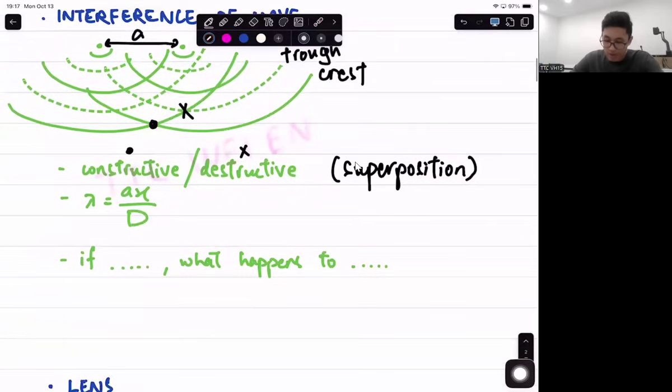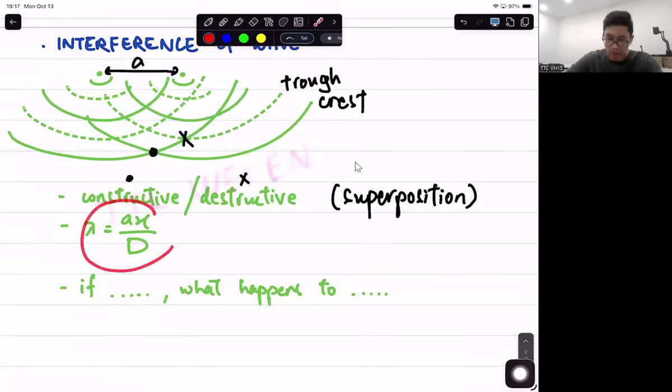Okay, then the next thing they will ask, if let's say they ask you to do a calculation, right? The next thing they will say is, if I do this, what will happen to that? So for example, if I bring the source closer, what will happen to my loud sound and loud sound distance? So they're asking you, if my a goes down, what happens to my x? So what I want you to do is just change the number in your calculation.